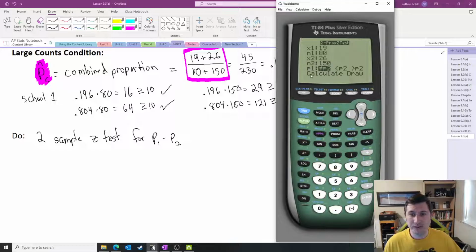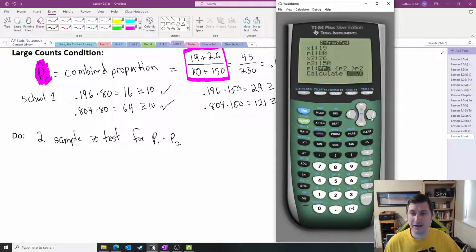Now, what was our alternative hypothesis? That P1 is not equal to P2. Okay? Our null is always going to be that they are the same. Our second one is that they are not equal to each other. They're not equal to 0 if you subtract them.